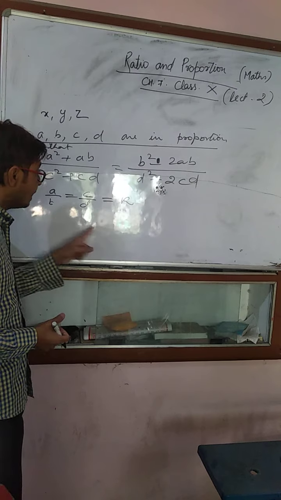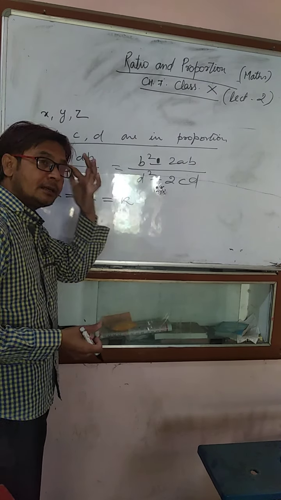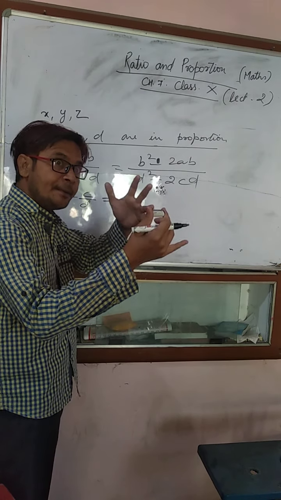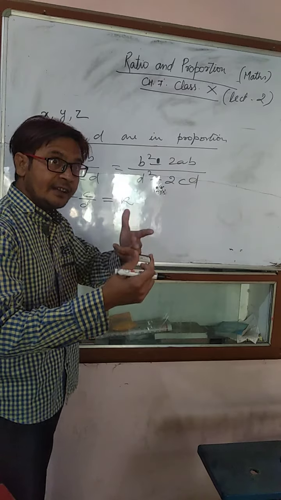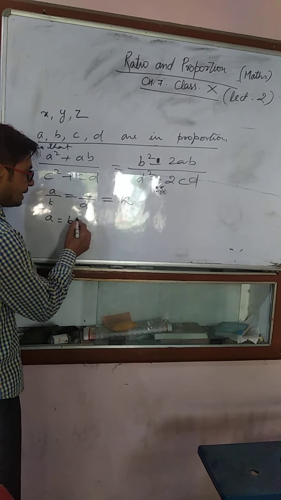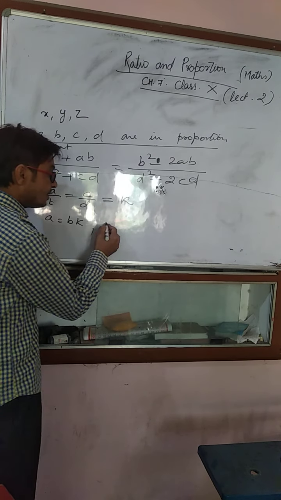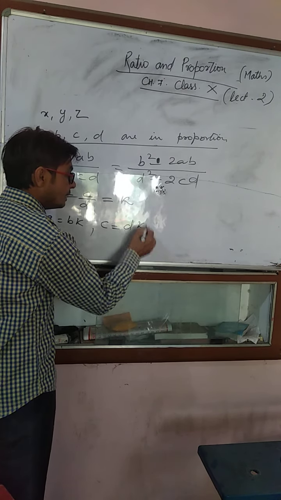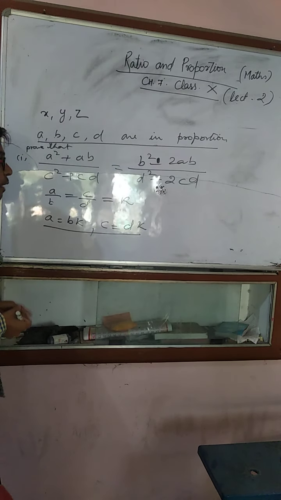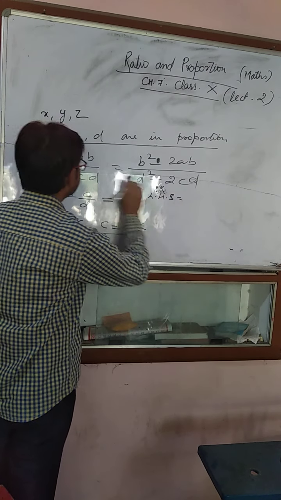Remember what I am saying. a by b is equal to k, and c by d is equal to k. Simply think that a by b is equal to k, then what will you get as the value of a? Yes, a is equal to bk, and if c by d is equal to k, then c is equal to dk. Remember these values.